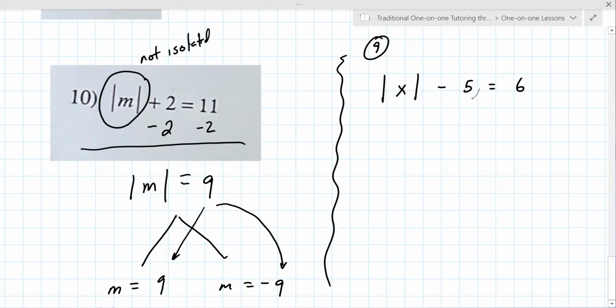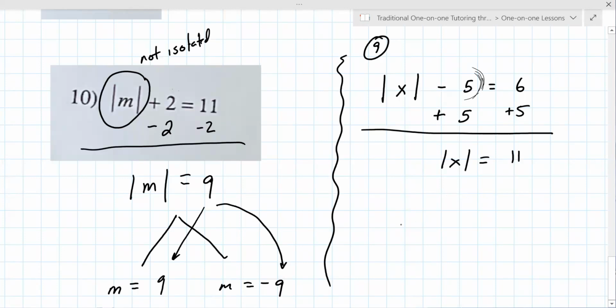What is this right here that I'm circling? It's a 5. Subtraction by 5. So that is keeping this absolute value of x from being by itself. So we can undo it by adding 5 to both sides. Yep. So this produces the absolute value of x equals 11.